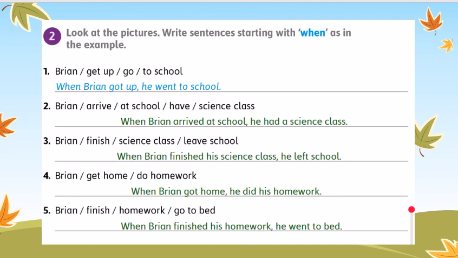Number 3. Brian finished science class, leave school. So when Brian finished his science class, he left school. Number 4. When Brian got home, he did his homework. 5. Brian finished homework, go to bed. When Brian finished his homework, he went to bed.